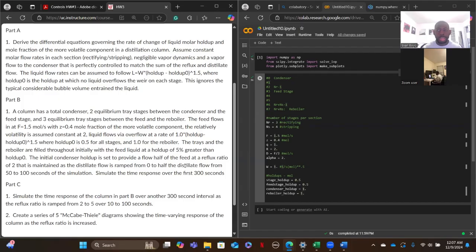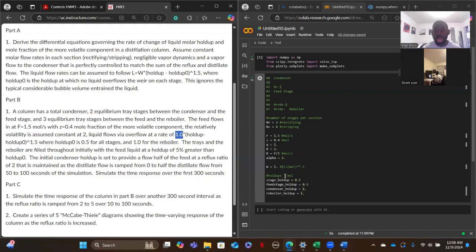Yeah. And then we know that our relative volatility is assumed to be constant at 2. So we have that here. For our weir, we know that our weir is 1 because it states in our equation for our weir that it is 1.0, and then times our holdup and minus our initial holdup. So we already are given it, it says it. So our weir is 1.